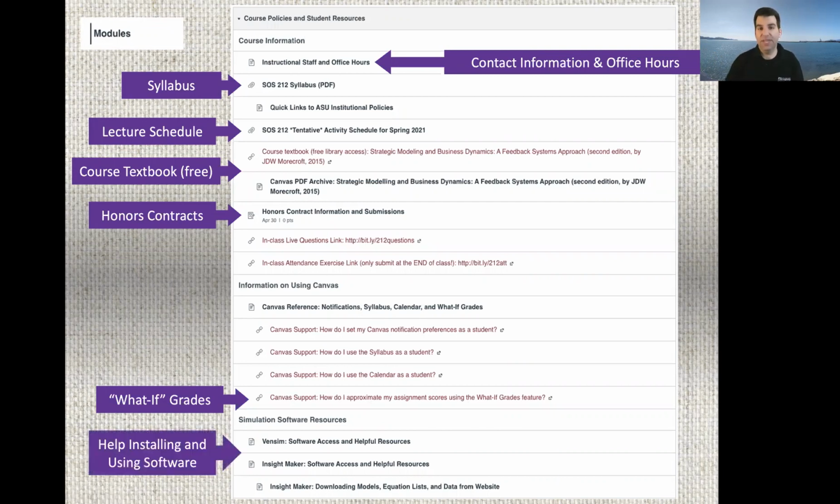I mentioned we use Insight Maker. We also use a program called Vensim, and you can find information on how to get Vensim and Insight Maker down here. So click on that, and it'll show you where to download them or how to create an account.